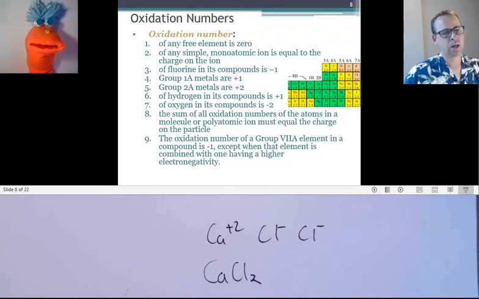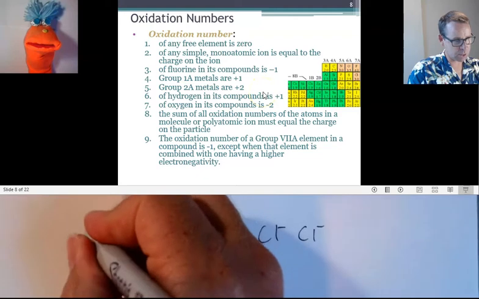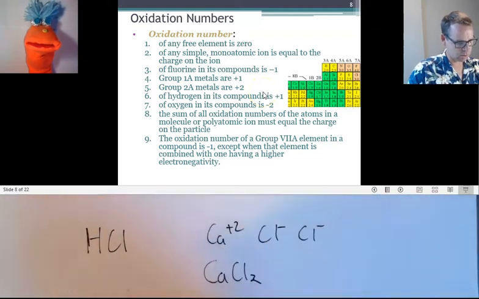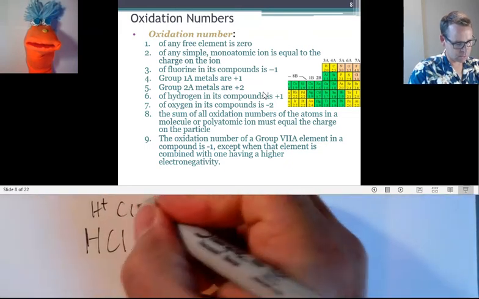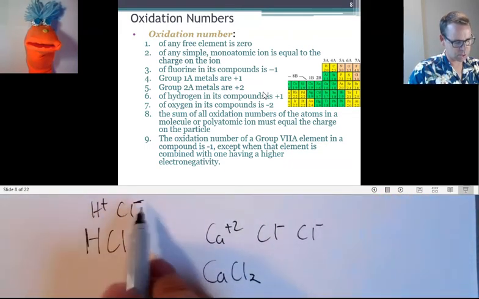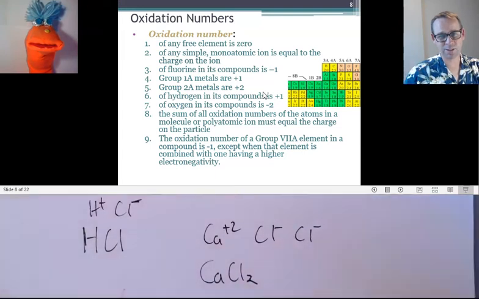Okay. Now, rule 6, the hydrogen in any compound is a plus 1. All right, not hard to remember or think about. HCl, plus 1. Cl here would have to be a minus 1 because that's the charge on it when it dissociates, right?